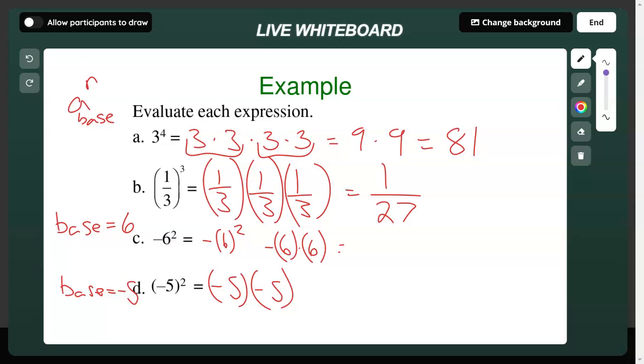So 6 times 6 gives me what? 36, and this is going to be a negative solution because I have that negative left over. But -5 times -5 gives me positive 25. So notice the difference between those. Questions, comments, concerns on that, especially with those negative bases?